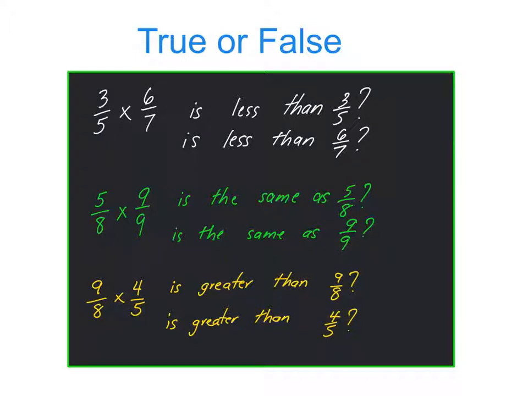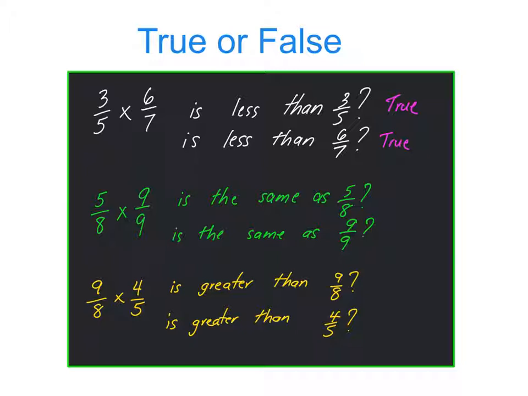Now let's look at some scenarios, and we're going to answer either true or false. We have 3/5 times 6/7, and that is less than 3/5. So will multiplying 3/5 by 6/7 make it smaller? And this is yes, because 6/7 is smaller than 1. Now what about if I take 6/7 and multiply it by 3/5? Does that make my answer smaller than 6/7? That is also true, because both numbers are smaller than 1, so they're going to make the other one smaller.